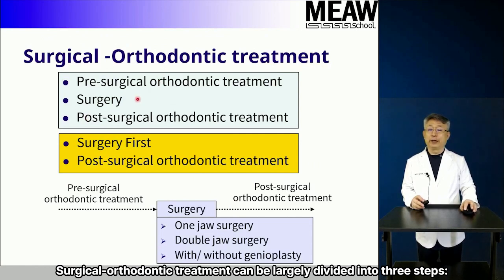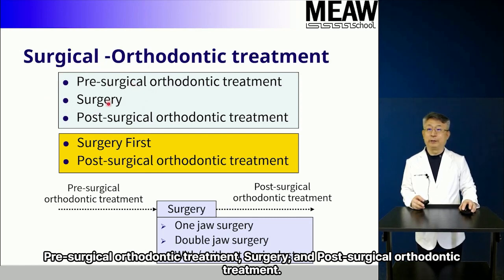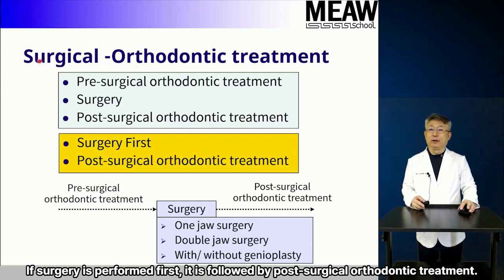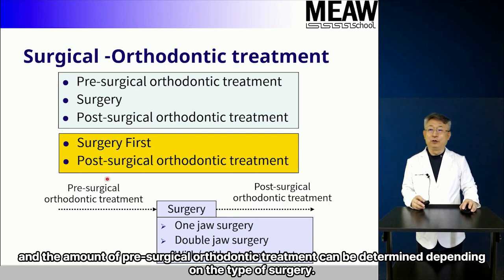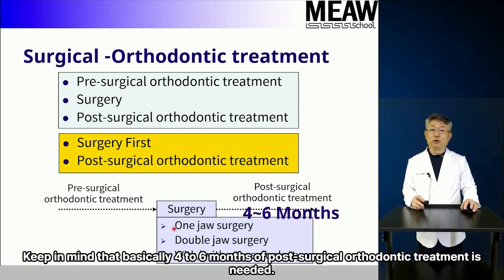Surgical orthodontic treatment can be largely divided into 3 steps: presurgical orthodontic treatment, surgery, and post-surgical orthodontic treatment. If surgery is performed first, it is followed by post-surgical orthodontic treatment. Then surgery can be classified as one-jaw surgery, double-jaw surgery, and with or without genioplasty. And the amount of presurgical orthodontic treatment can be determined depending on the type of surgery. Keep in mind that basically 4 to 6 months of post-surgical orthodontic treatment is needed.